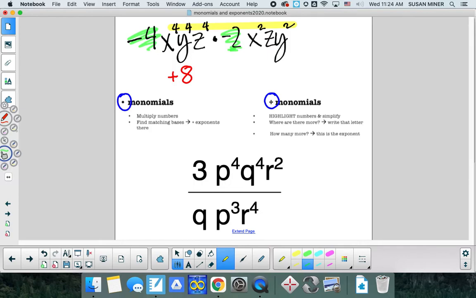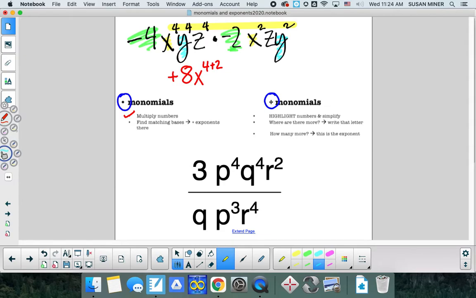Then, the next thing I want to do is find a matching base. Here's an x. Here's an x. I'm going to add their exponents. This will be x to the 4 plus 2. Then I'm going to do the same thing for my other matching bases. Here's a y.